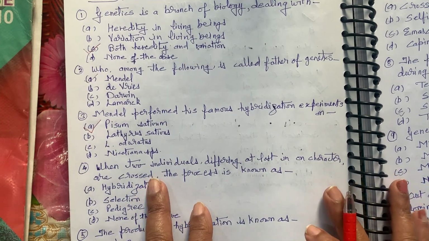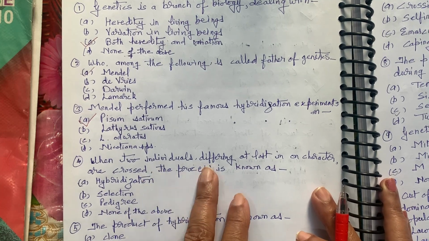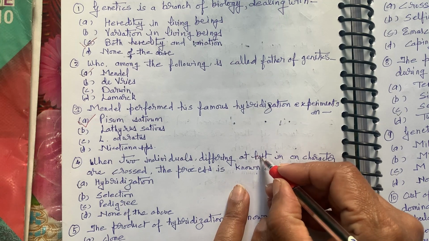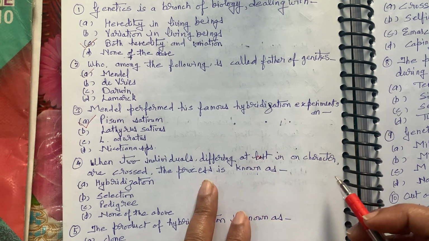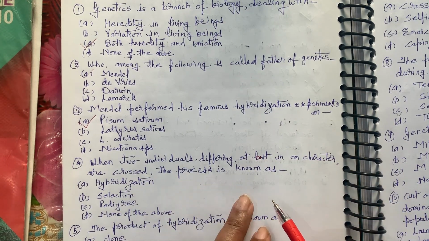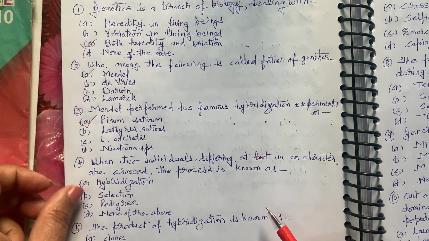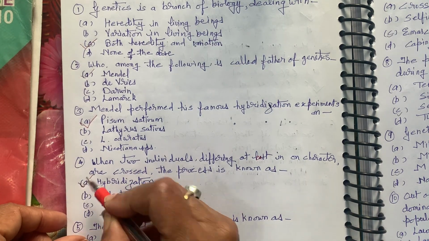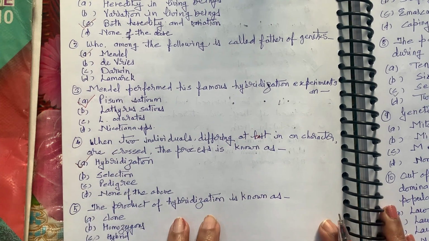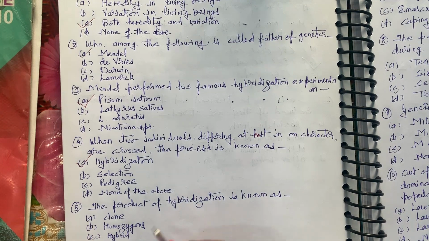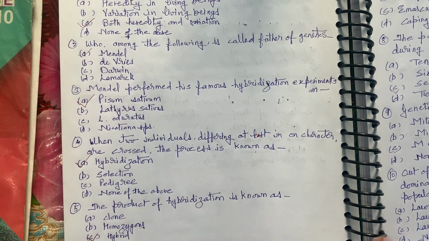When two individuals differing at least in one character are crossed, the process is known as hybridization, selection, pedigree, none of these. The correct option is hybridization. The product of hybridization is known as clone, homozygous, hybrid, heterozygous. Correct option, it is hybrid.